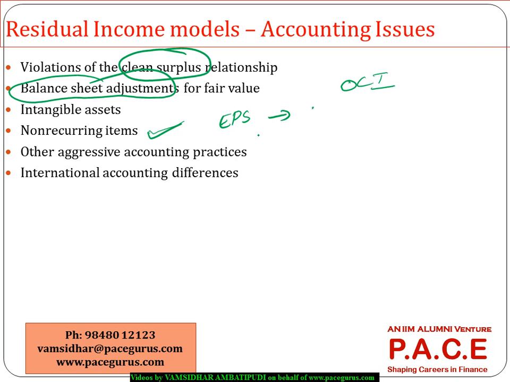So this is, in a nutshell, what I wanted to talk about regarding residual income based valuation models. I hope you are comfortable in understanding these various aspects of residual income valuation.